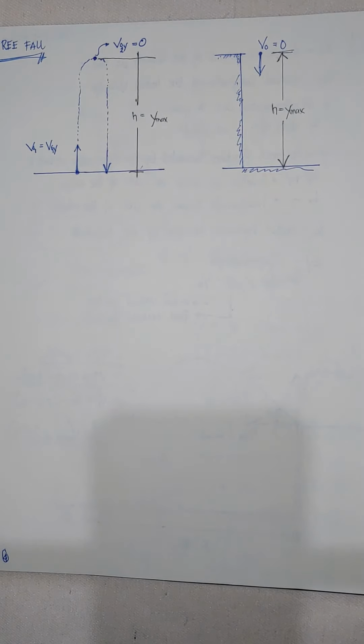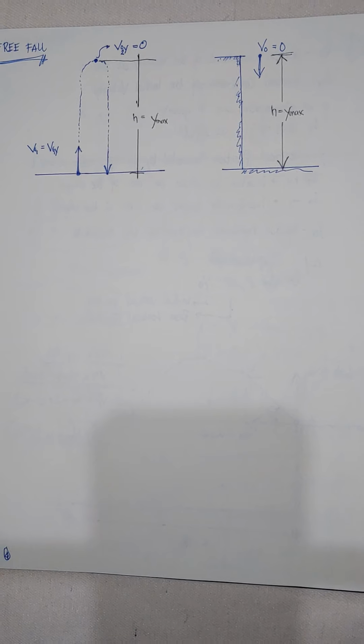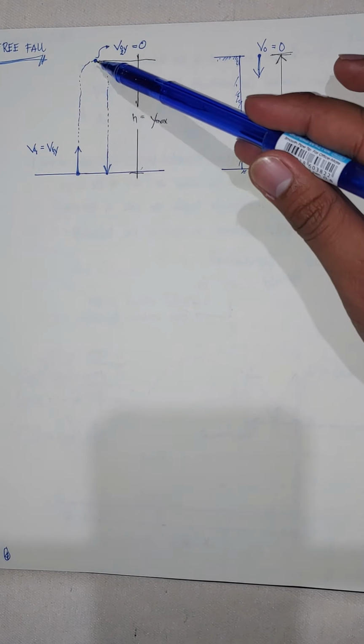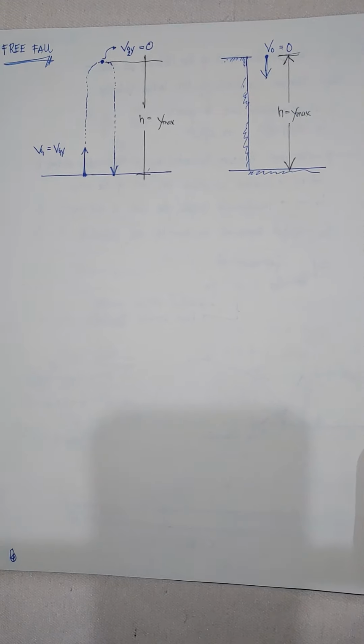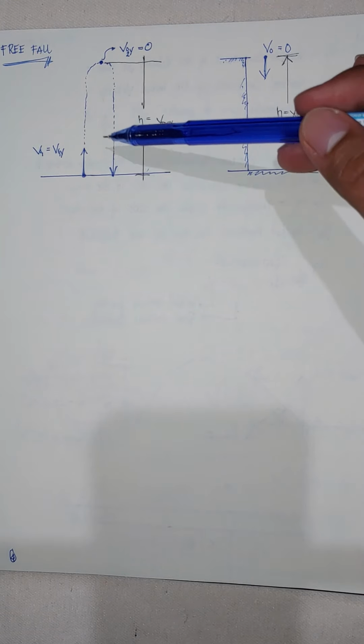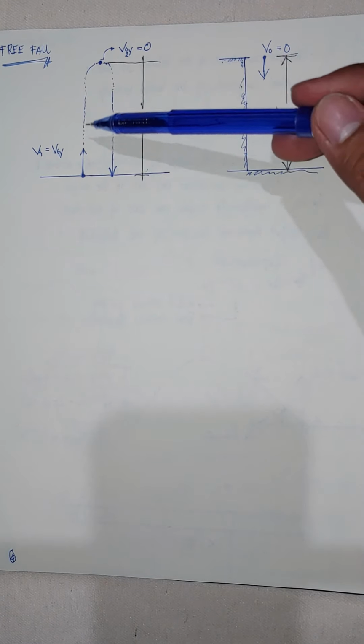Now for our next projectile motion consideration, last time we considered the same elevation from starting to final position. Now we will consider objects thrown upward and then coming down, or objects thrown downward. In this projectile motion, we call this free fall. We call it free fall if the particle or the object is only acted upon by the gravitational acceleration.